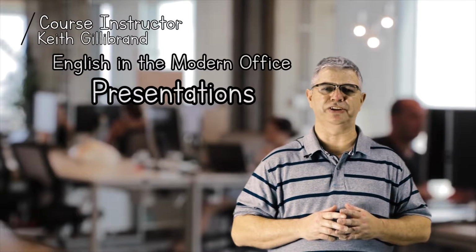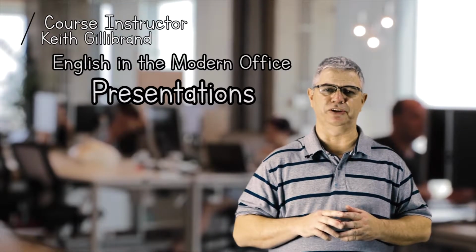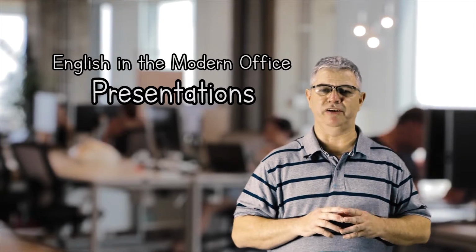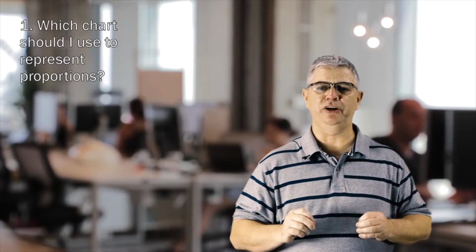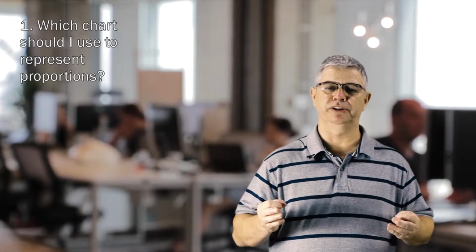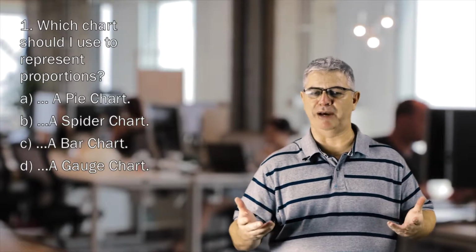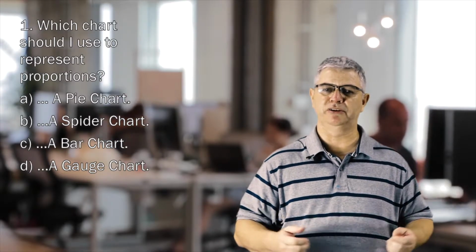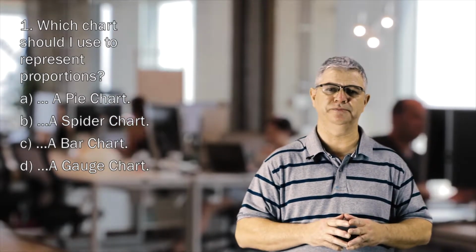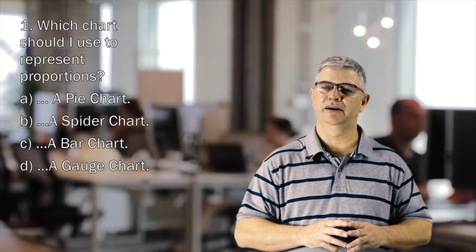Let's look at some of the answers that you should have found in Lesson 2. Section 2.7, Reading Comprehension Questions. Which chart should I use to represent proportions? A pie chart, a spider chart, a bar chart, or a gauge chart? The answer is A, a pie chart.